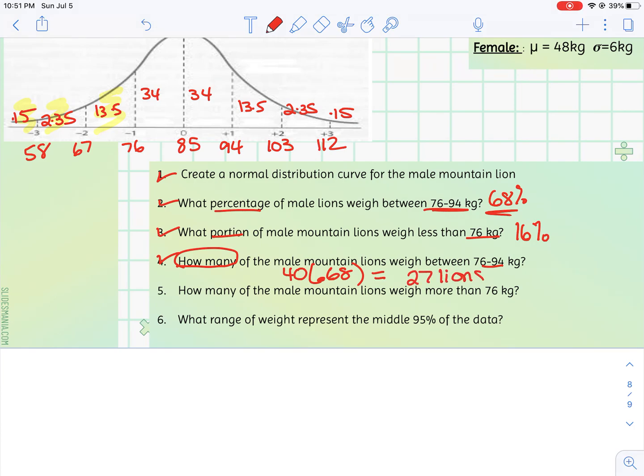So when I do this, sometimes they come out decimals, and you can't have part of a lion, so I'm going to estimate about 27 lions. Keep in mind the empirical rule is just an estimation.